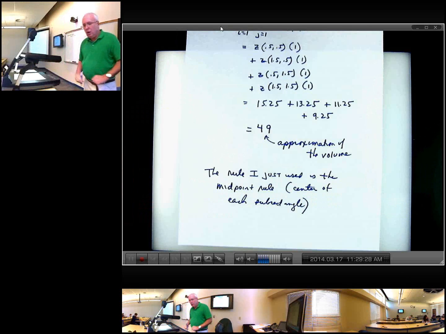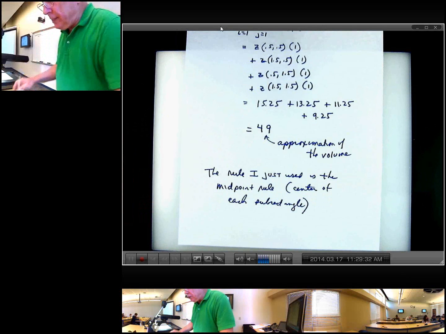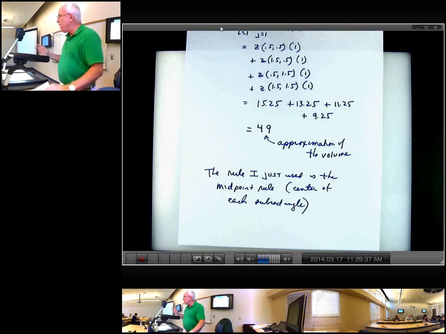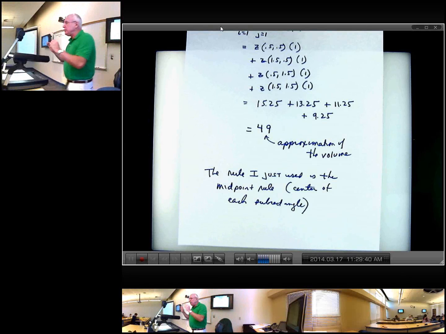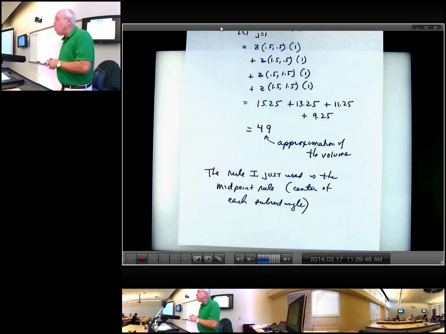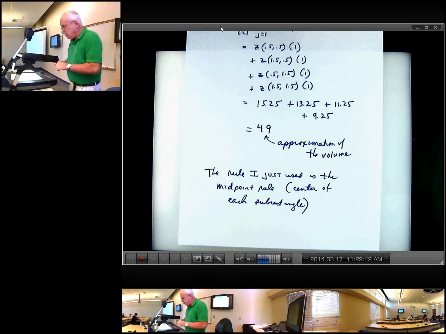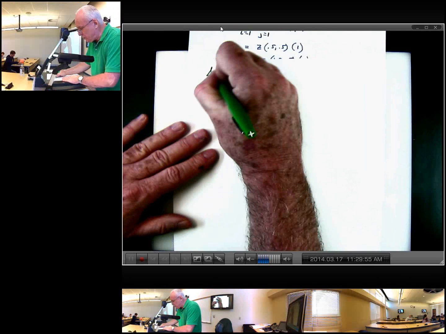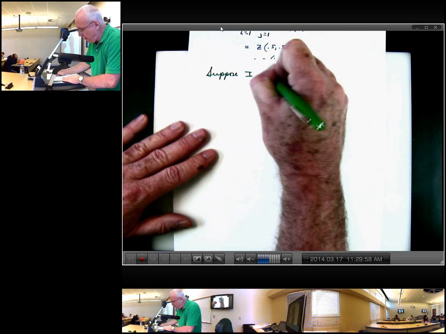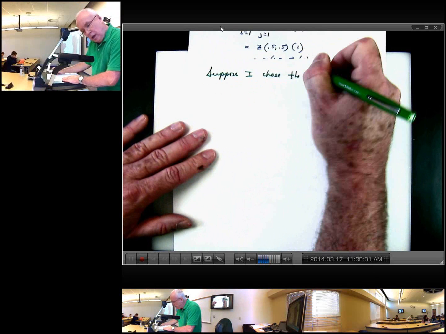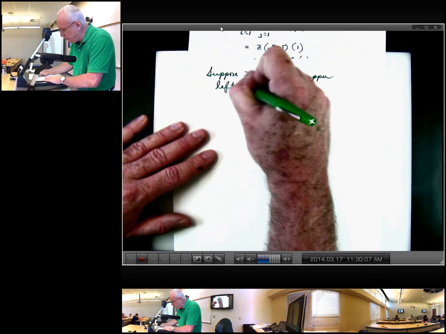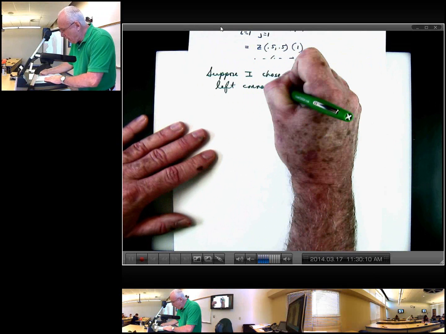All right. Okay. Now, I want to choose my sample points one other way. Okay, I chose the midpoint. I want to see what I get if I chose as my sample point the left corner of each rectangle. So, suppose I chose the upper left corner as my sample point.